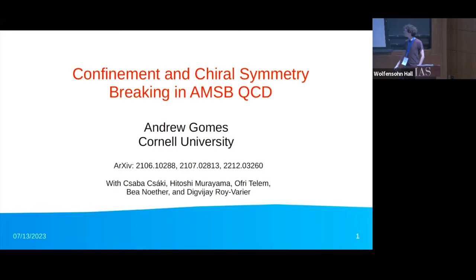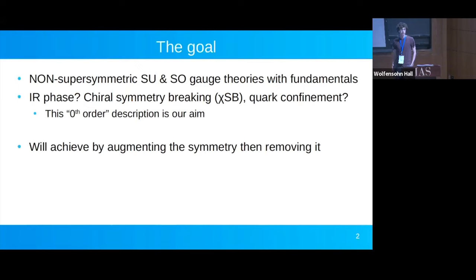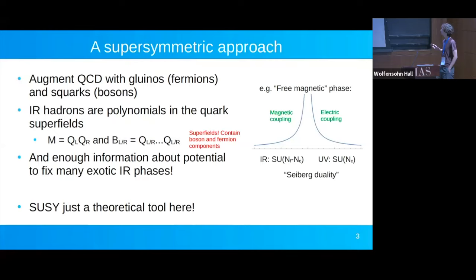So the goal for this talk, I'm going to explain to you some work we've done in learning about the IR phase of non-supersymmetric, so I emphasize non-supersymmetric gauge theories at U and SO in this talk with fundamental quarks. Okay, so we're going to start by increasing the symmetry and then removing it, as is sort of a commonly done thing. So the symmetry in this case is going to be supersymmetry.